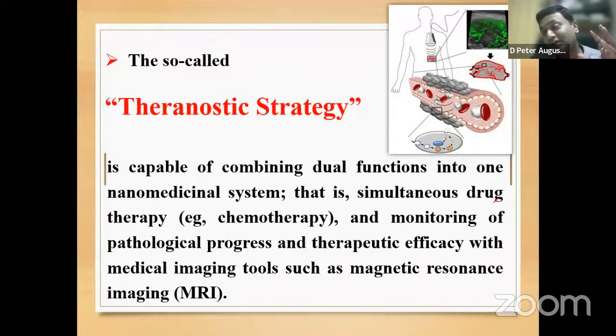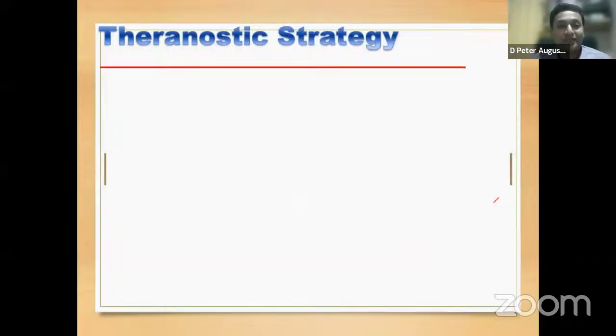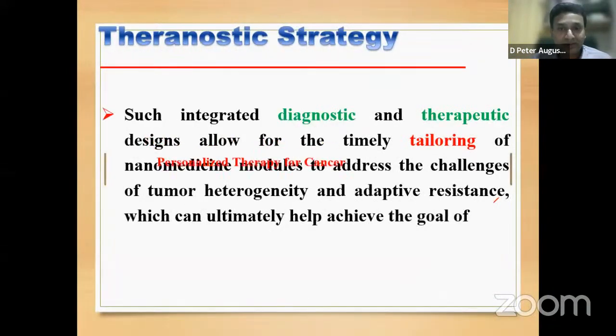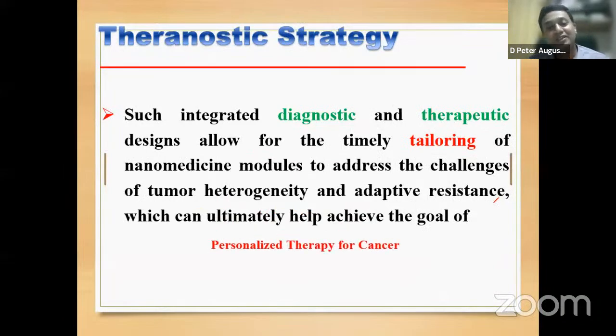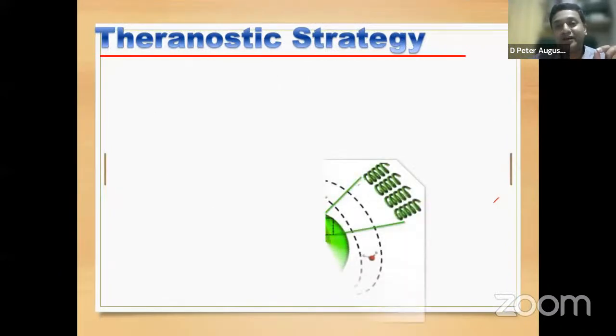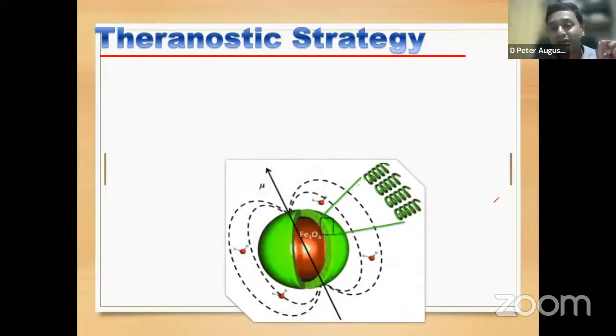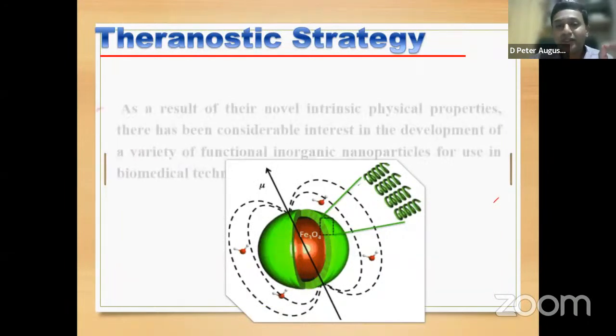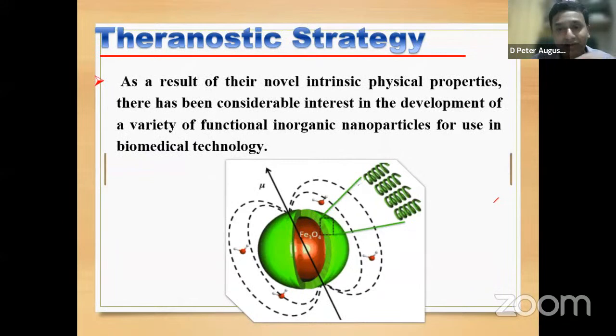I wanted to say this because we talked about comprehensive cancer care, right? So we have to bring multiple functions together into one nanomedicinal system. That's what we want to have. So it's diagnostic and therapeutic designs, timely tailoring, that we can give exclusively to that particular patient. Now, chemotherapy is a common thing. The same kind of dosage is given to patients with the same kind of disease. But we want it to be patient specific.